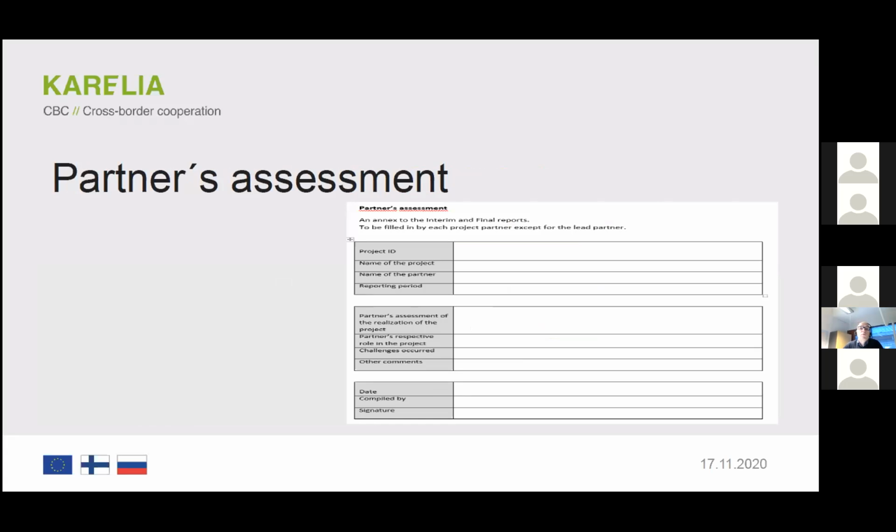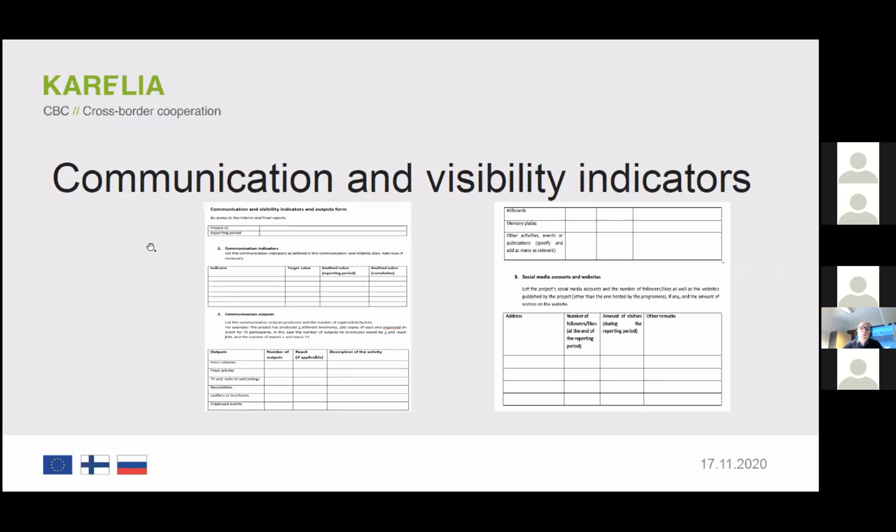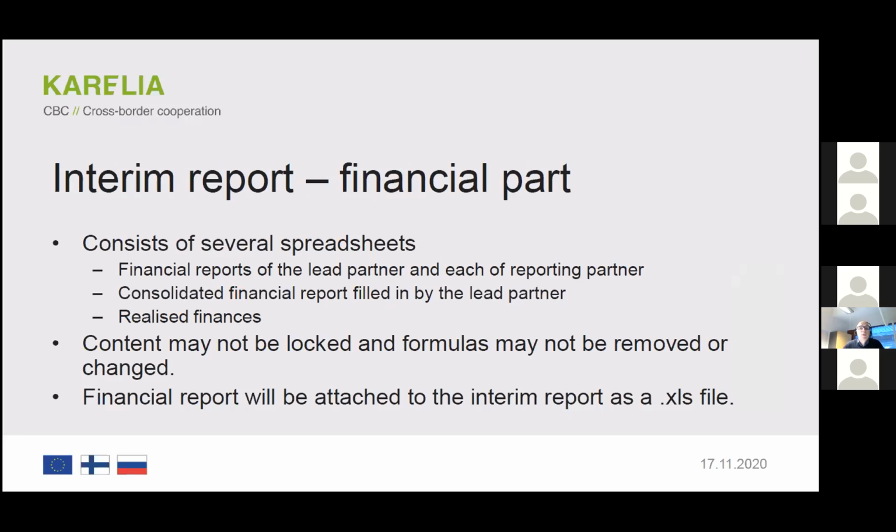This views some annexes. This is a partner's assessment, a very simple form where every partner tells about the realization of the project and their respective role and challenges and other possible comments. And this is the communication and visibility indicators form. Many things to be noted there. And then this is the financial report itself, which consists of several spreadsheets.